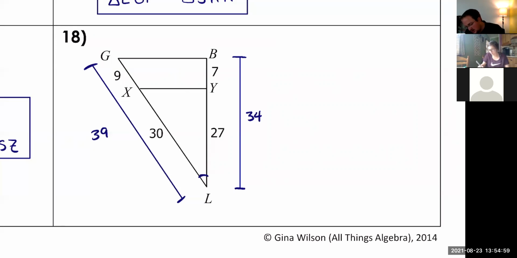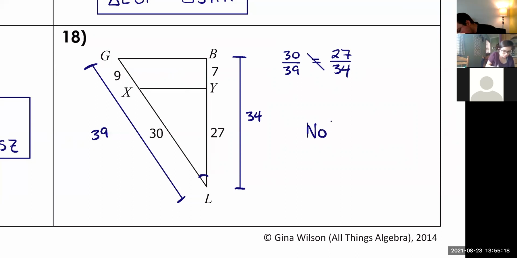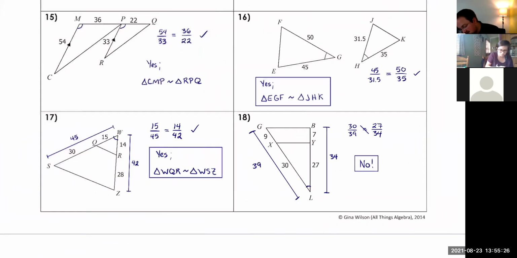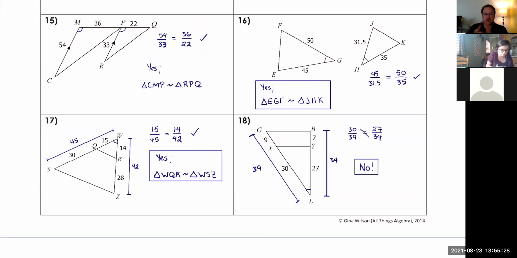So for this one, again, I usually go with the smaller ones on top. The 30 would be paired with the 39. And the 27 would be paired with the 34. Double check my math on that. I don't believe those actually work out. So even though you have that congruent included angle, the sides are not proportional, which means they are not similar. Speed round done. Thankfully, the assignment is only one sheet of paper as usual, so not as jam-packed.